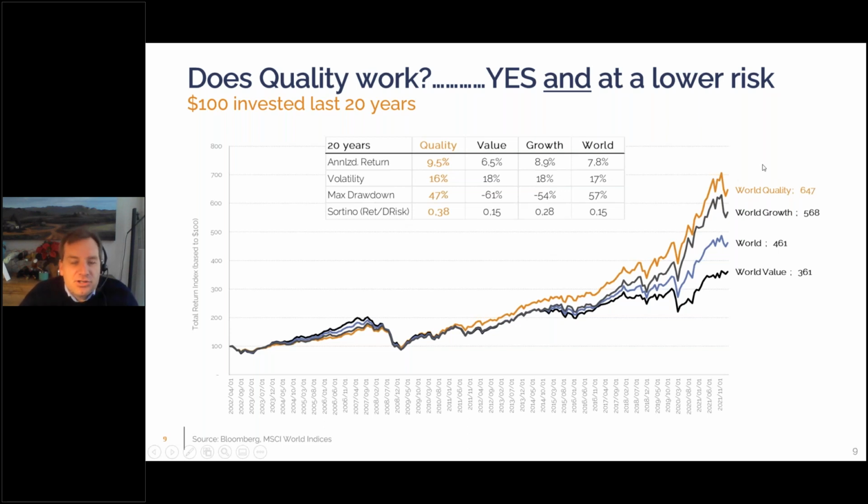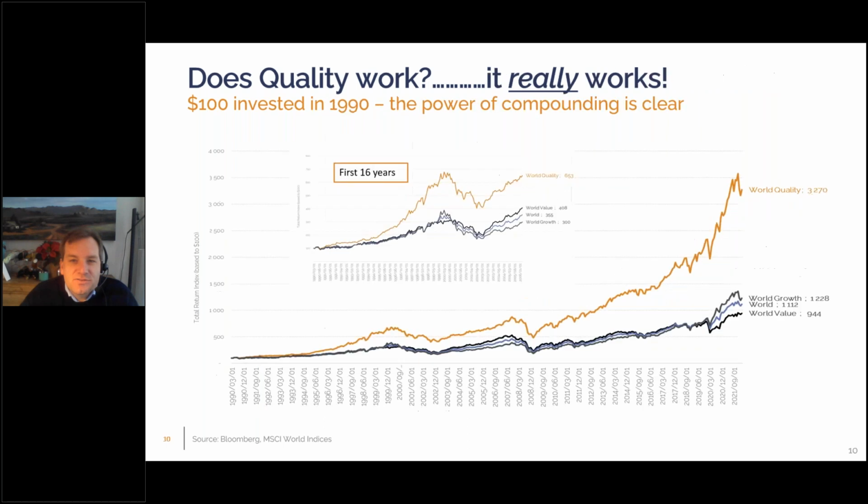But I'm going to put up another chart now, where I go back to 1990, and I think it illustrates the power of compounding. So it's 32 years of data. Now, I must say I was pretty astounded by this chart. I went and checked, is this right? Quality over 32 years, this is where the power of compounding is just on absolute steroids. It has significantly outperformed just about every other style and the MSCI World.